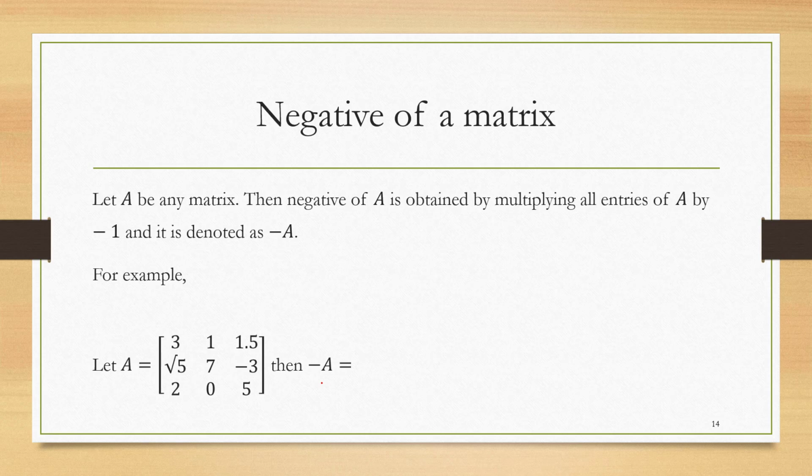Negative of a matrix. Similar to the scalar multiplication, negative of a matrix is obtained by multiplying all the entries of A by minus 1 and we denote it as minus A. Let's see, if A is this, then minus A is minus 1 into 3 minus 3, minus 1, minus 1.5, minus root 5, minus 7, 3, minus 2, 0 and minus 5.